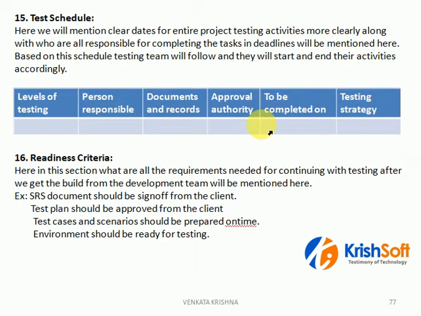And the environment also should be ready, right? Wherever the development team is deploying, there the application should be accessible to the testing team. So the environment also should be ready. If all these are ready, then we are ready for testing. So whatever you mention as needed to be ready for the testing, all those things you are going to put into the readiness criteria section.